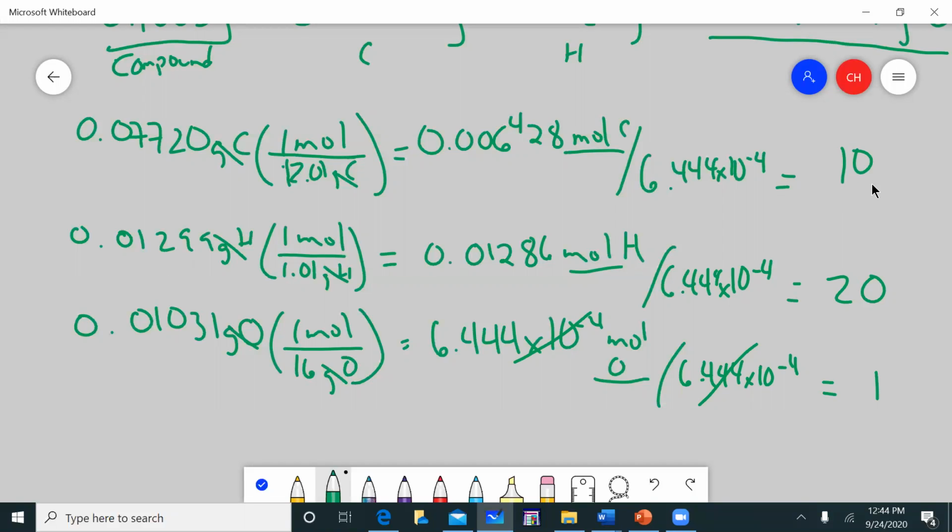So now I know what my empirical formula subscripts are going to be. It's whatever these numbers are. If those happen to not be whole numbers, multiply by something to get them into whole numbers. So carbon has a base 10.